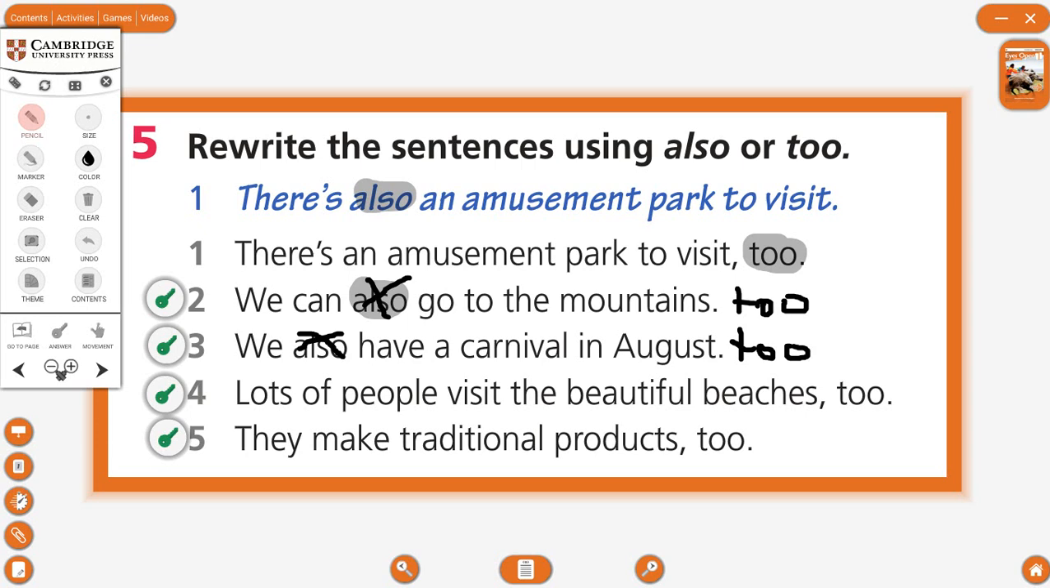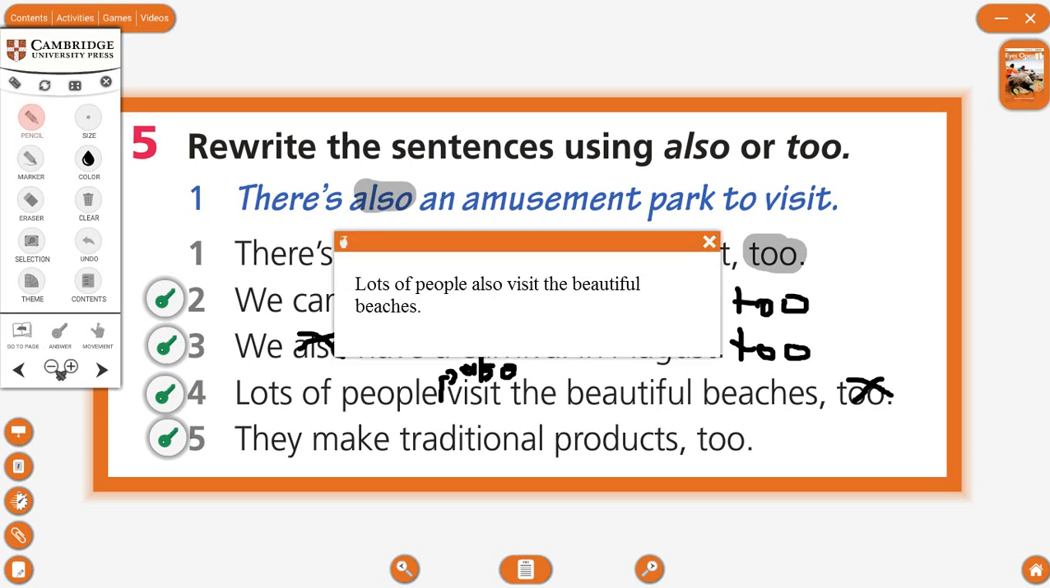And look at number 4. Lots of people visit the beautiful beaches too. In these sentences, they use too to add more information. So we should omit too and we add also before the main verb. So we have to add here also. Now we can check our answer. Lots of people also visit the beautiful beaches.